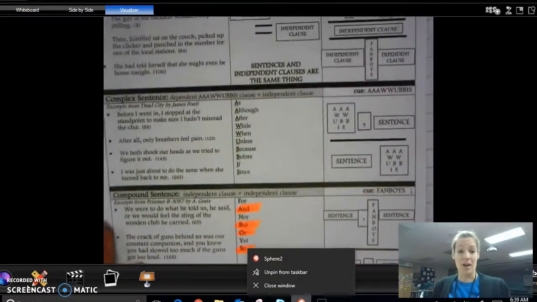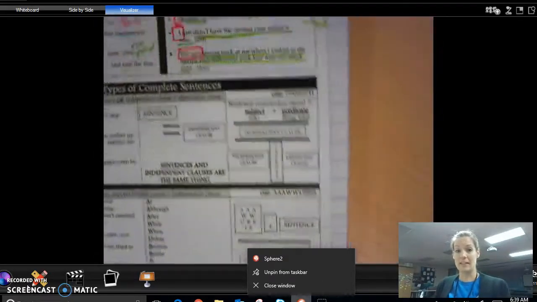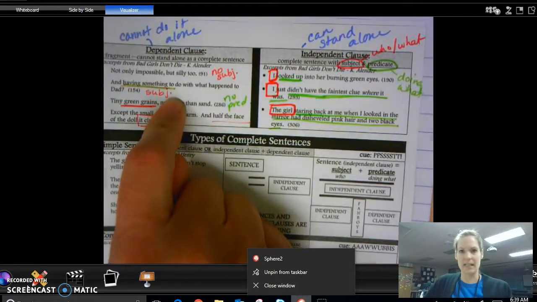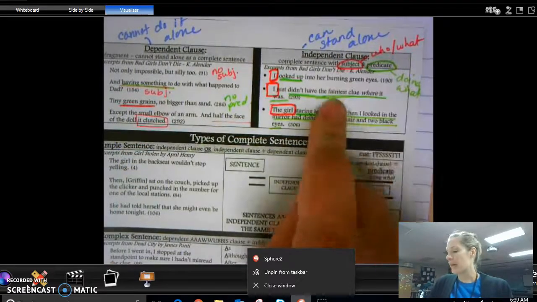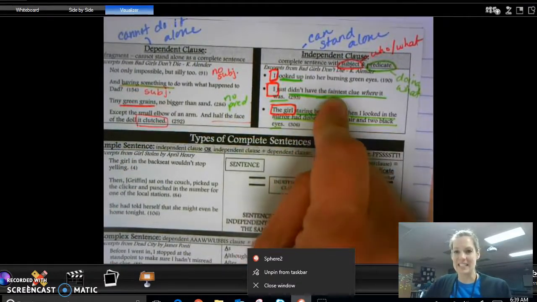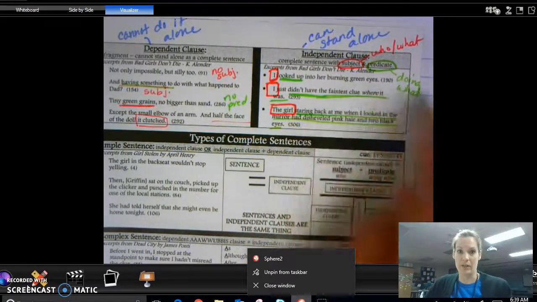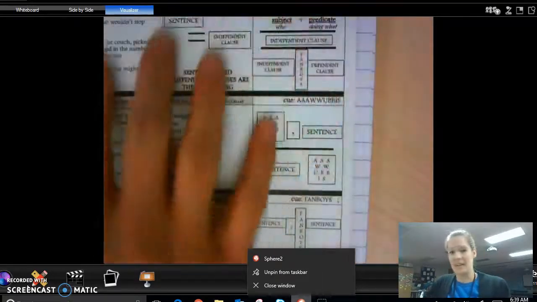So, all right. Your lesson, what I expect you to take away. Dependent cannot stand alone. It is not a complete sentence with a subject and a predicate. It's missing one. Okay, an independent clause can stand alone. It contains both the subject, which is the who or the what, and the predicate, which is what the who or what is doing. Okay, then this document is set up.